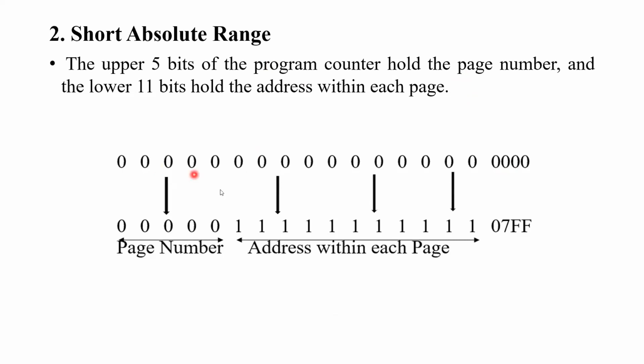The upper 5 bits represent the page number, starting from 0. This is nothing but page number 00 here. And this is nothing but what? The address within each page. The range is from 000 to 7FF, right?